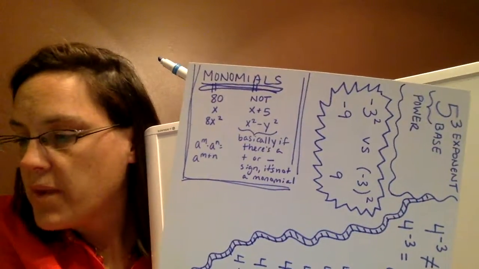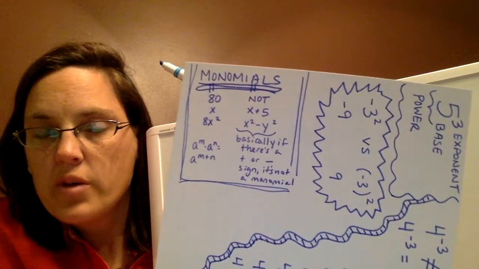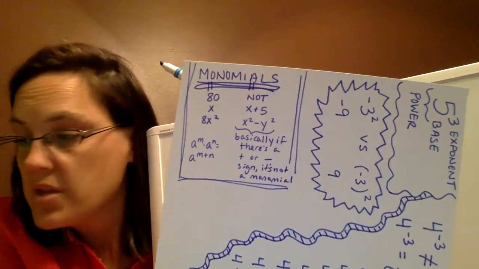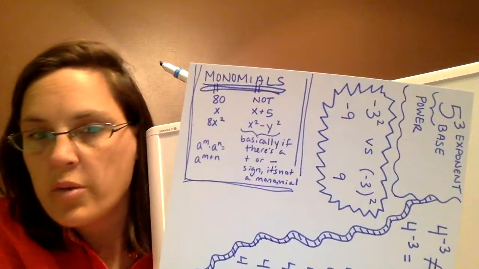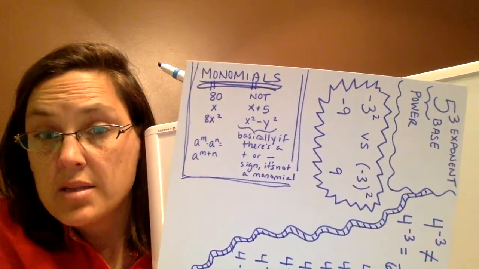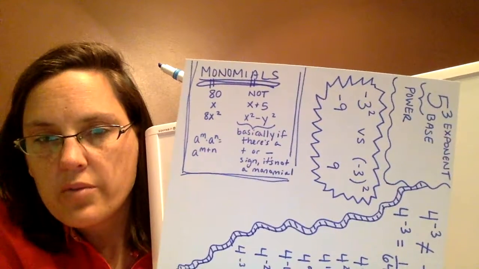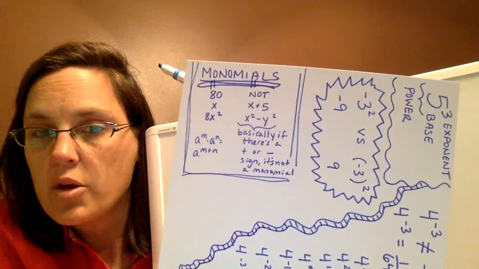It's taken right from page 147, gives examples of some monomials and also some examples of non-monomials. My note there is basically if there's a plus or minus sign, it's not a monomial. It becomes a binomial or a trinomial or a polynomial.